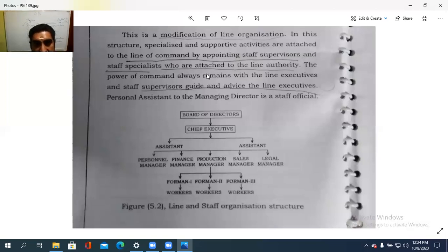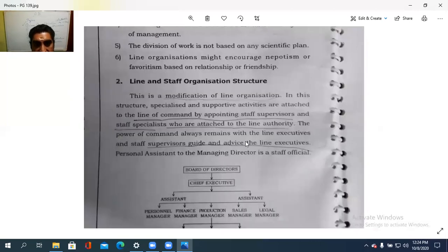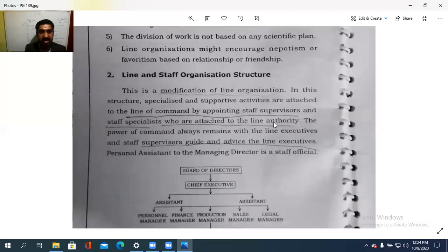So this is the case with regard to line and staff structure, where what is occurring? Specialized and supportive activities are attached to the line of command by appointing staff supervisors and staff specialists who are attached to the line authority. So, along with this, a staff specialist or staff supervisor is appointed, but the power of command remains with the line executive, the person at the top level, while staff supervisors can guide these people. That is the line and staff organization structure.